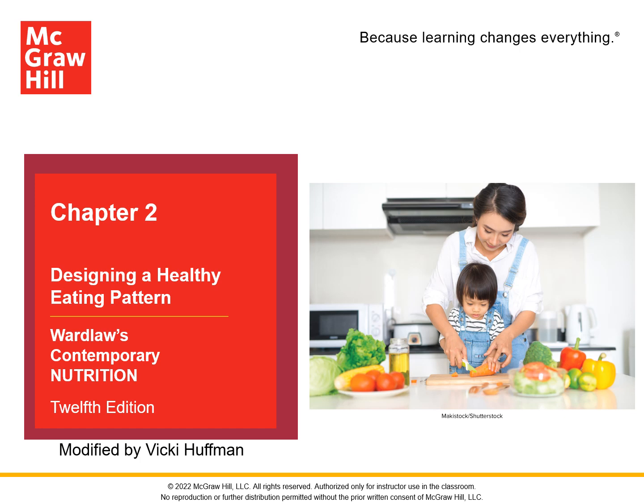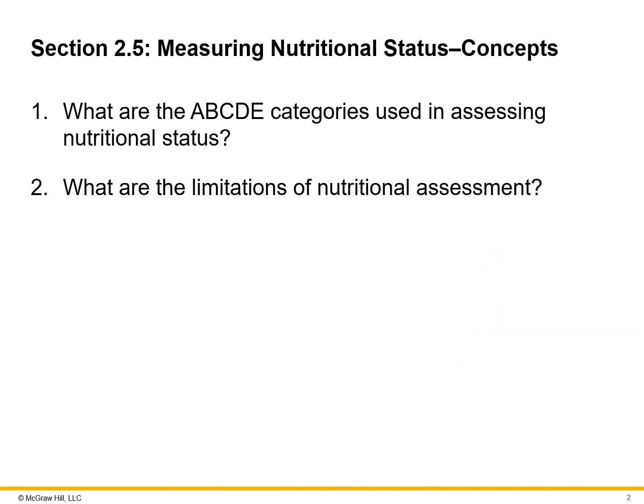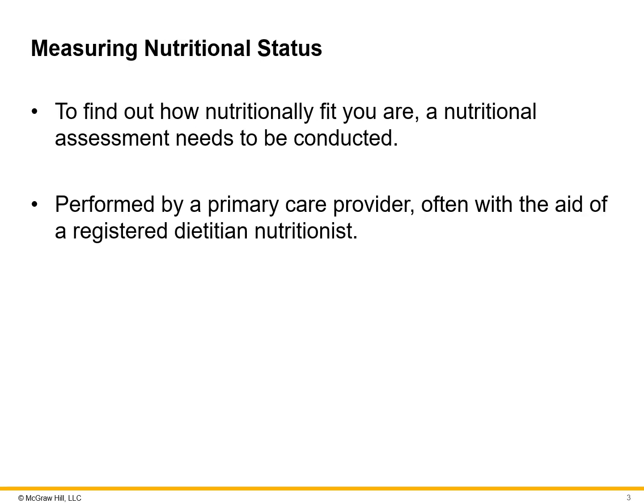So the second part here of chapter 2, just finishing up this chapter. Section 2.5 is looking at how to measure that nutritional status. So we're going to be learning about the ABCs essentially of that status. So finishing up, picking up from that malnutrition, under or overnutrition. So how to measure that nutritional status.